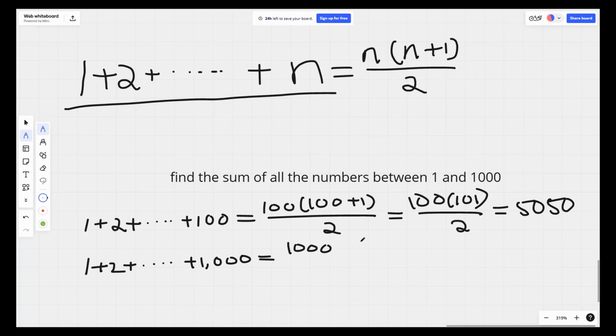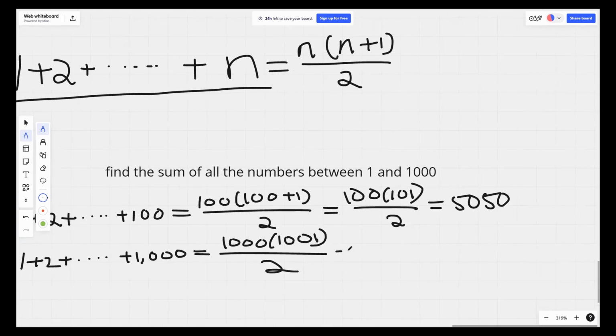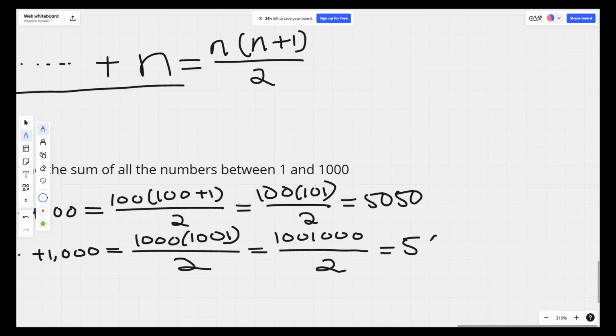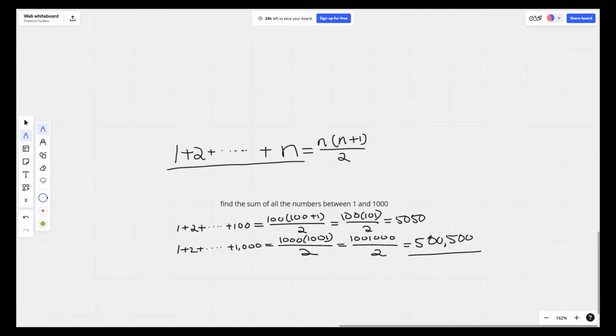I'm seeing a lot of 500 in the chat, and that is absolutely correct. So all we have to do is evaluate this, and this is a little bit hard to evaluate. It's pretty big, but in the end, we'll get 500,000, 500,000, 500, yes. So you guys are all correct. Well done.